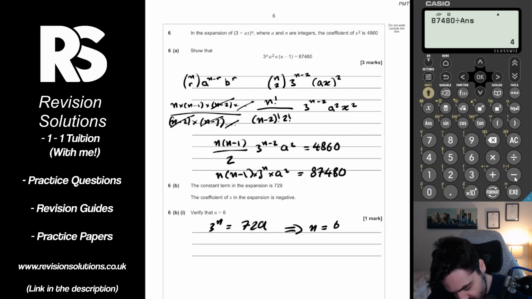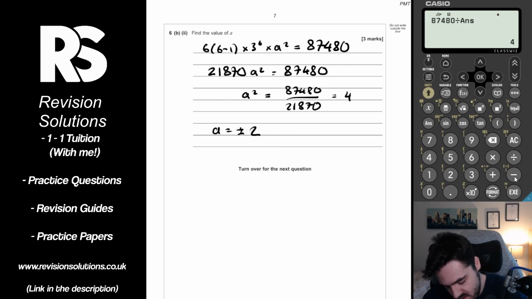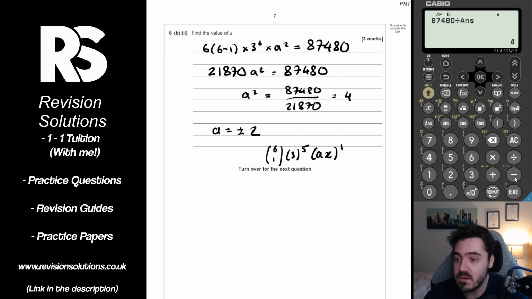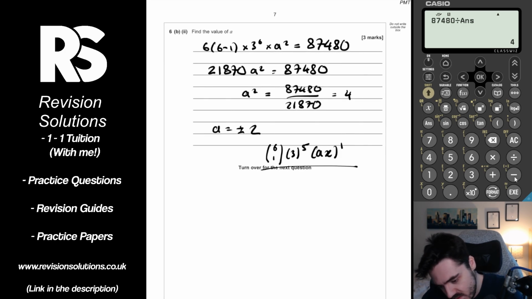But they said that the coefficient of x in the expansion is negative. So actually, we have a think about what's going to happen with the coefficient of x. So the coefficient of x would be 6 choose 1, then it would be 3 to the power of 5, and then ax to the 1. So if that's going to be positive, we need a to be greater than 0. We need a to be positive. So if a is greater than 0, if this is going to be positive, then we actually need a to just be the 2 and not the minus 2.